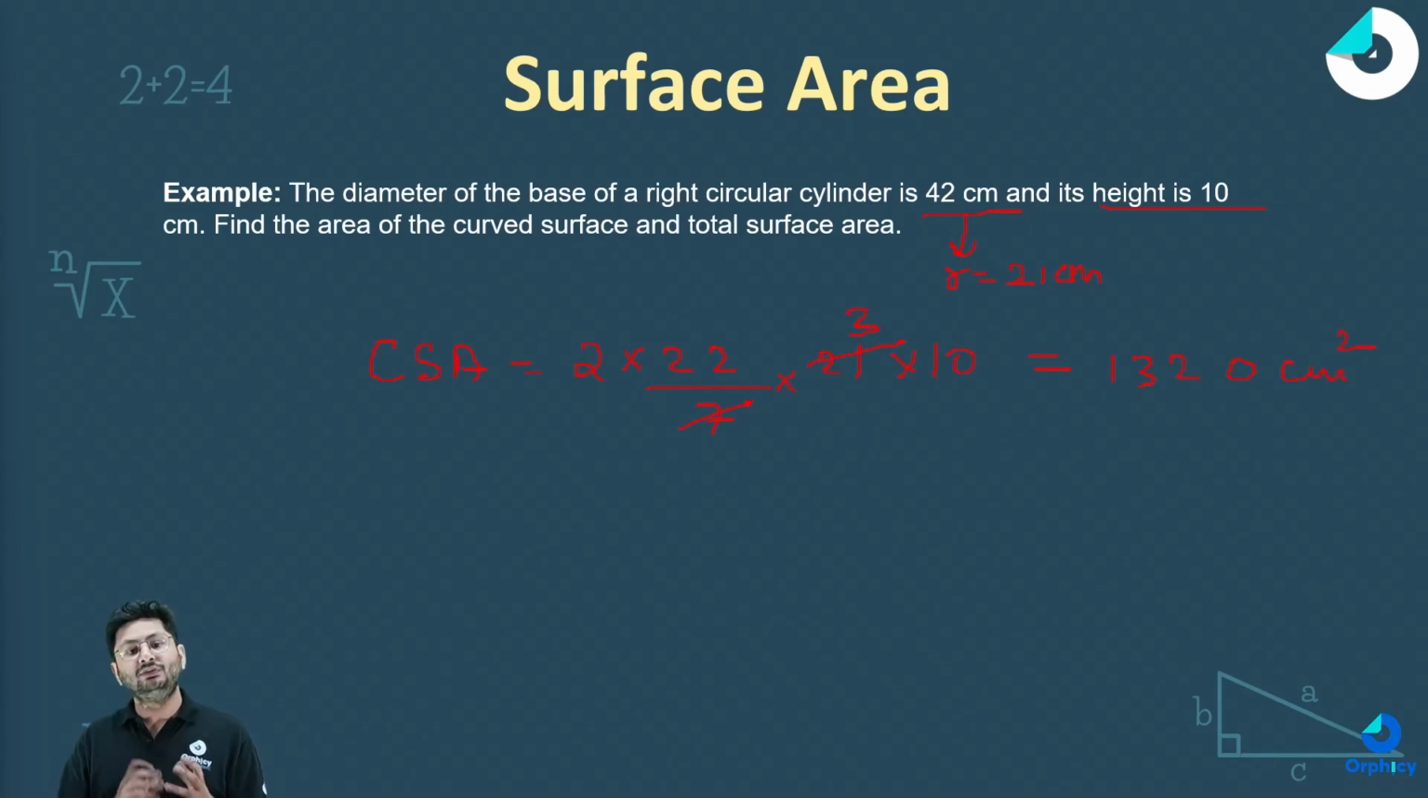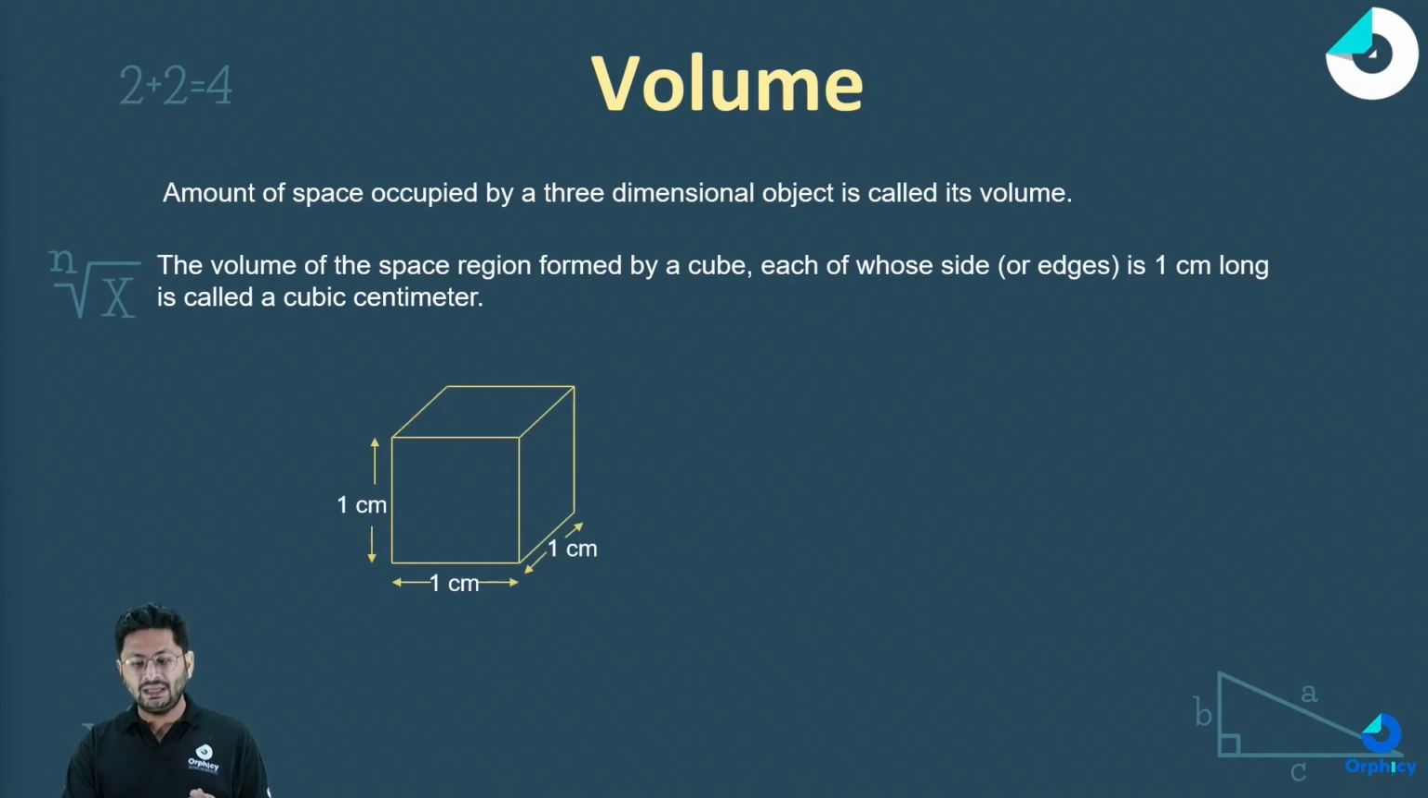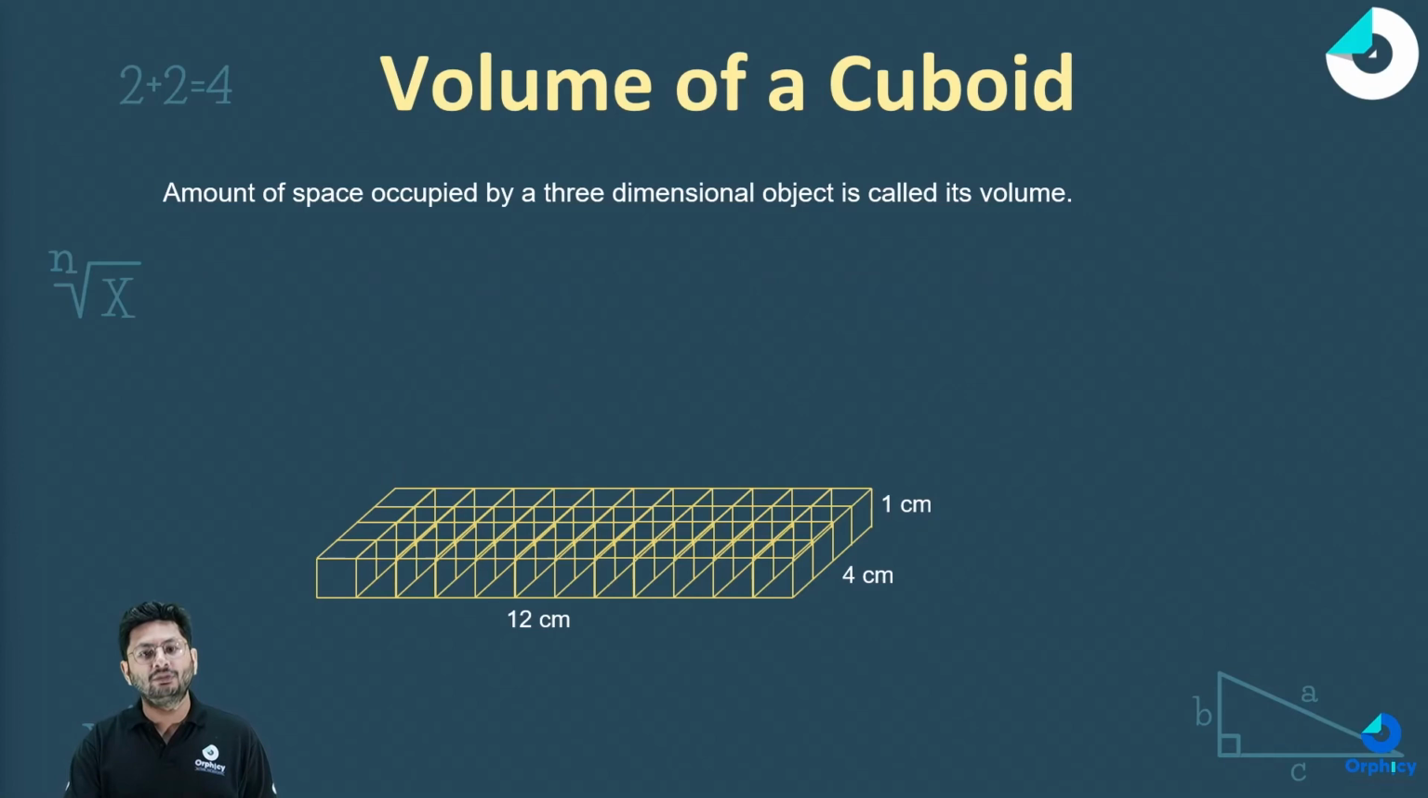Okay, now let's move on to the last topic, that is volume, which is again quite important. So the amount of space occupied by a 3D object is called its volume. The volume of the space region formed by a cube, each of whose sides is 1 centimeter long, is called a cubic centimeter, and that is what you will consider as our SI unit. Okay, now what is the volume of a cuboid? The amount of space occupied by a 3D object is called its volume.